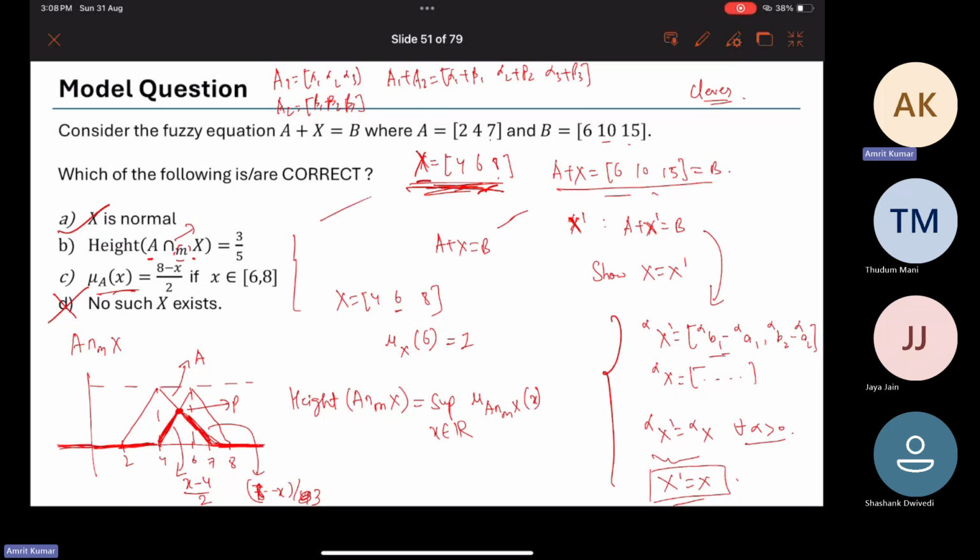So the point is that, whenever you are dealing with equations of this form and you know that A and B are triangular or trapezoidal fuzzy numbers, you can try to make an educated guess for X.